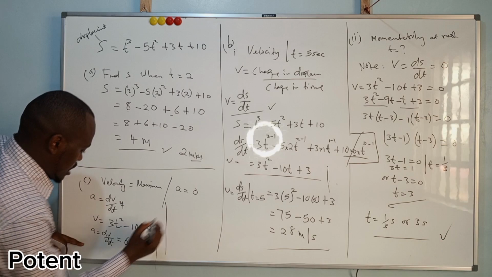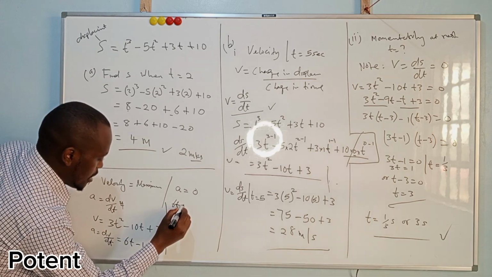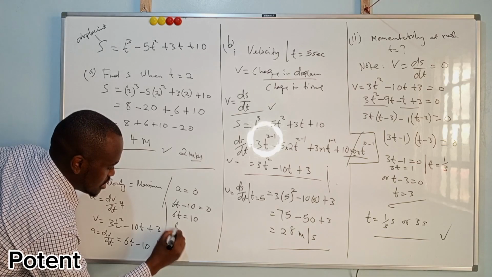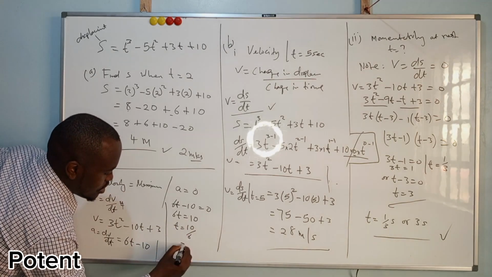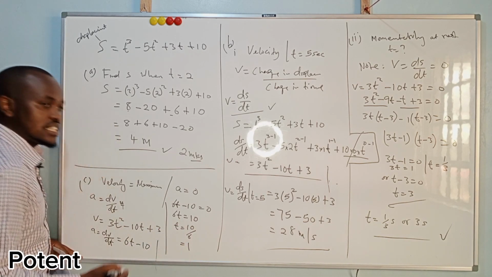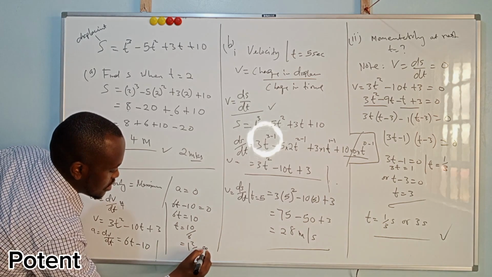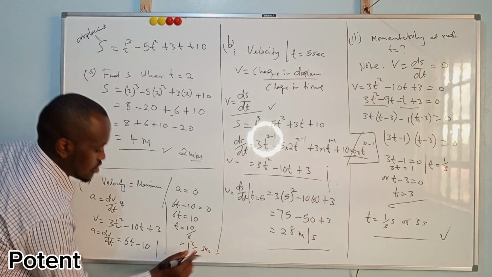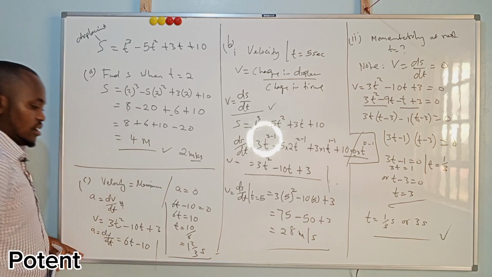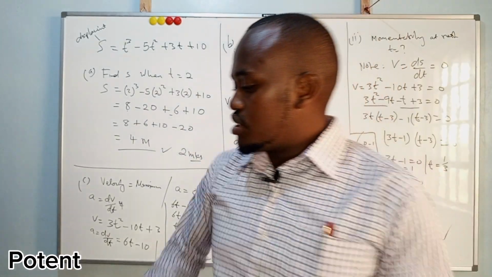Now you say 6t minus 10 equals 0. So 6t equals 10. t is equal to 10 over 6, which is 1 and 4 over 6, or 5 over 3. Hmm, that is 2 over 3 seconds. And with that, we are done with that question.